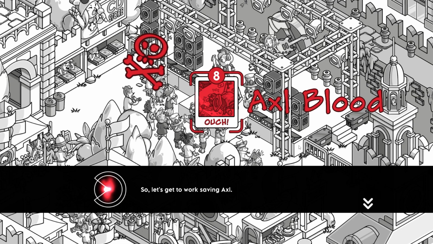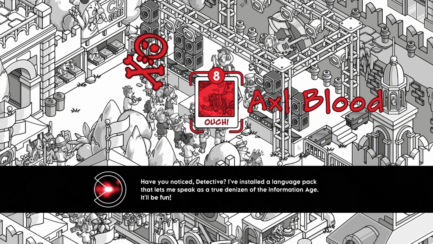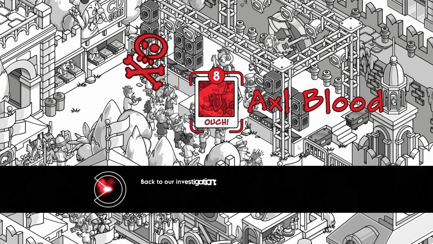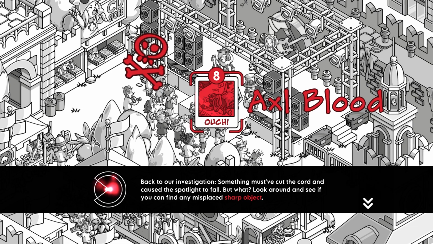So let's get to work saving Axel. Have you noticed, Detective? I've installed a language pack that lets me speak as a true denizen of the information age. It'll be fun. Back to our investigation. Something must have cut the cord and caused the spotlight to fall. But what? Look around and see if you can find any misplaced sharp object.